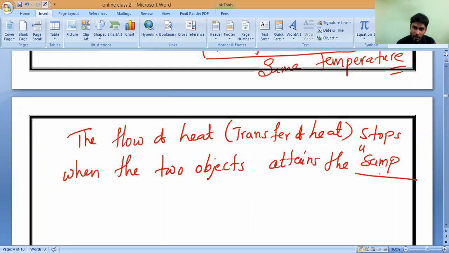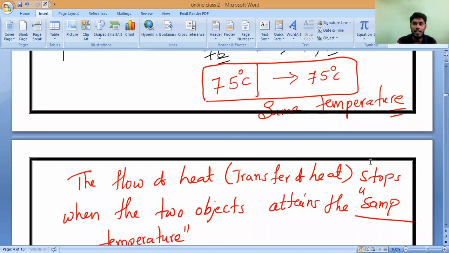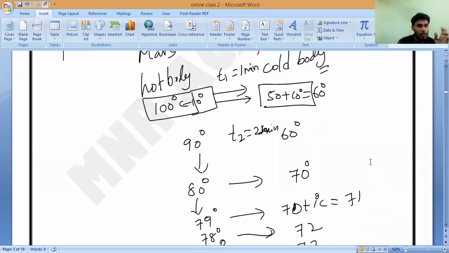This is the most important one. Same temperature. Once the bodies get the same temperature, you may understand the above example. Mari and Hari. So initially, who is the hot body? Initially, Mari is having 100 degrees and Hari is having only 50 degrees.